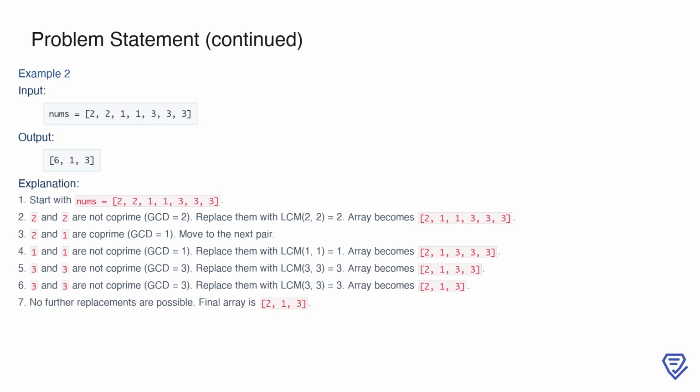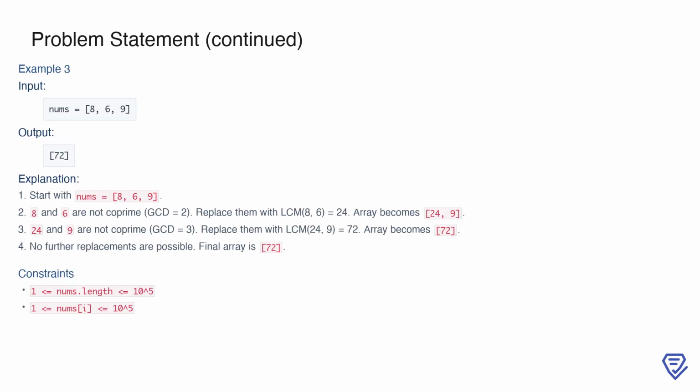Now, 3 and 3 are not coprime because their GCD is 3. Replacing them with their LCM, which is 3, gives us 2, 1, 3, 3. The process repeats for the final pair of 3 and 3, again replacing them with their LCM of 3, resulting in 2, 1, 3. At this point, no further replacements can be made, so the final array is 2, 1, 3.